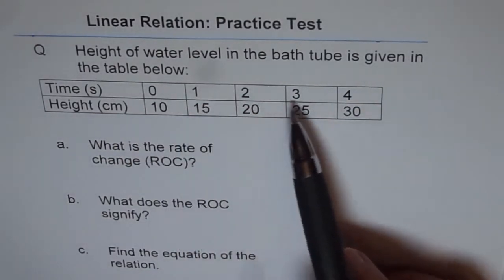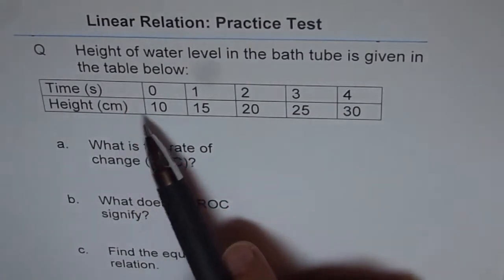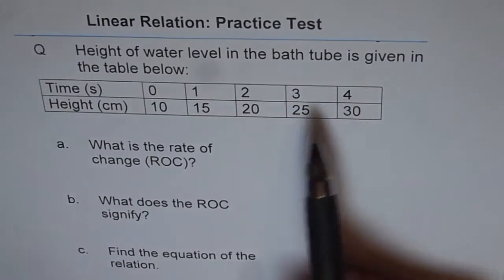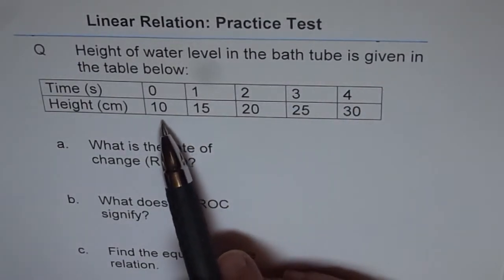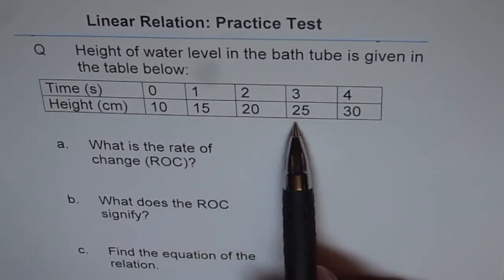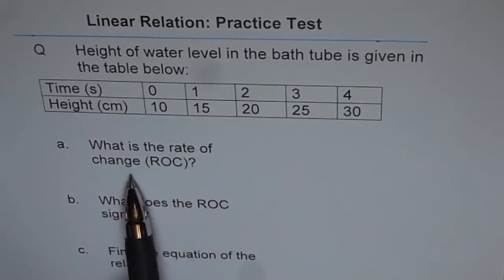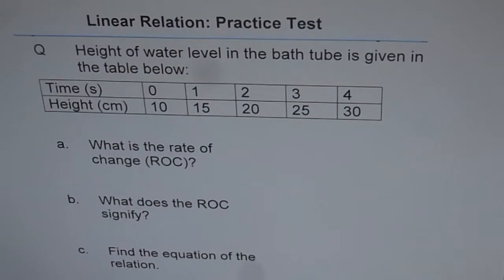So here we have time in seconds and height in centimeters. Time 0, 1, 2, 3, 4 and the height is going up 10, 15, 20, 25, 30 in centimeters. What is the rate of change? ROC we'll use for rate of change. What does the rate of change signify? And part C is find the equation of the relation.